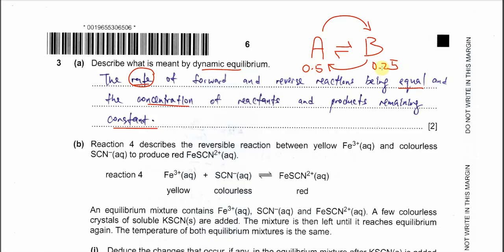This is just an example. So the concentrations need not be equal, but the rates of the forward and reverse reactions must be equal. That's the difference. I hope you understand what I say.